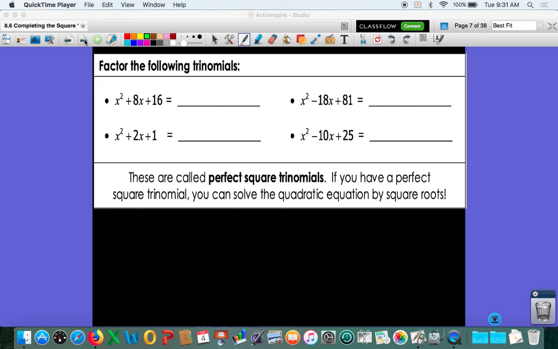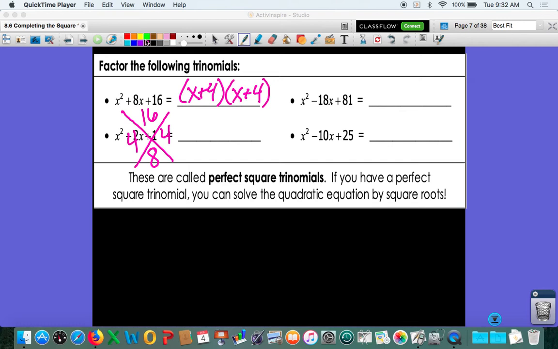Okay, remember when you factor your trinomial, you look for a GCF. Number 1 does not have a GCF, so we're going to draw our x. On the top of our x, we will put 16. On the bottom, we will put 8. Factors of 16 that add to 8, positive 4 and positive 4. So my binomials for that will be x plus 4 and x plus 4. Right? That's the first one.